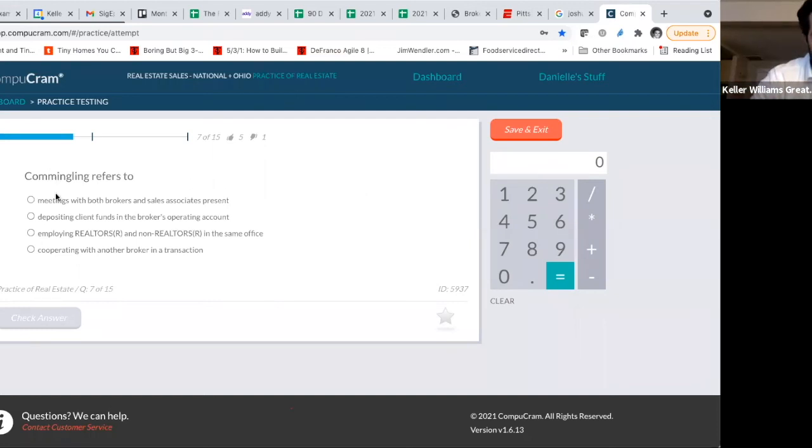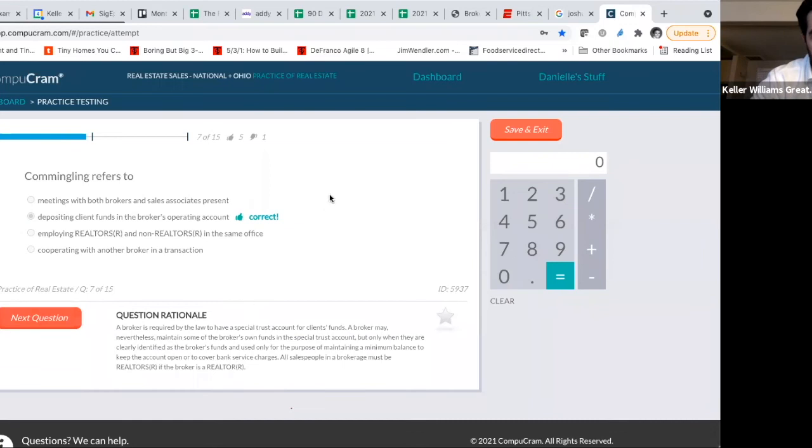All right, you guys nailed that one. It is depositing client funds in the broker's account. So we cannot do that. We can't mix those funds. You don't have to worry about that as an agent, but from an academic standpoint, commingling is the mixing of funds in operating accounts.